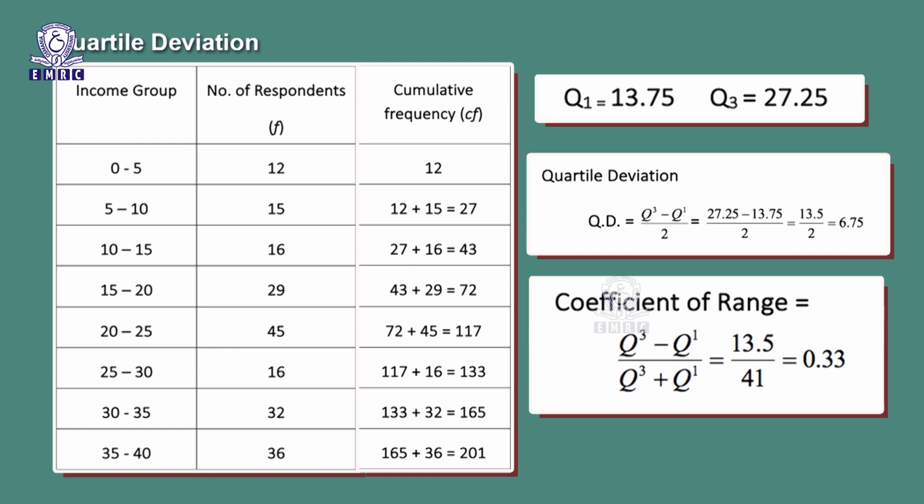Now let us calculate the coefficient of range. (Q3 minus Q1) divided by (Q3 plus Q1), where Q3 is equal to 27.25 and Q1 is equal to 13.75. So by replicating these values in the formula, we are going to get 13.5 divided by 41, which is equal to 0.33.